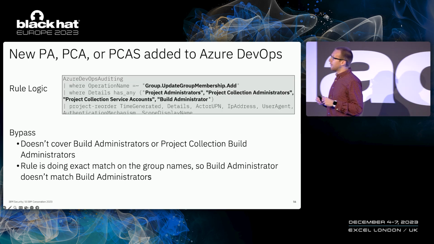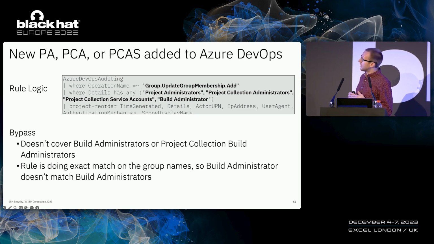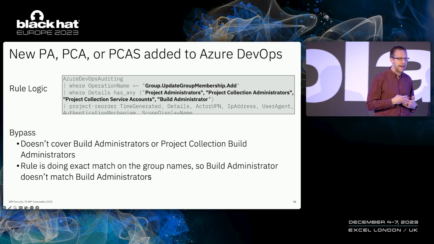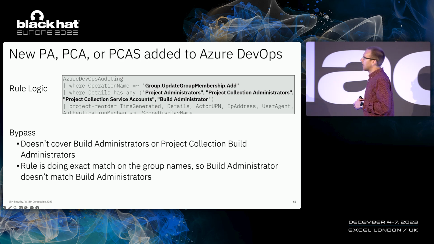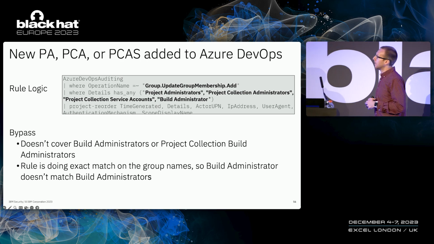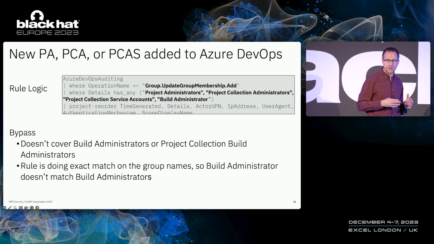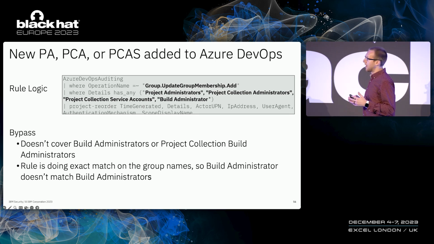This rule here is pretty straightforward, but there's an issue. So this is looking for any user that is added to any of those groups listed there. Now, the issue with this is that build administrator should have an S on the end, and project collection build administrators is not included either. So for this rule, you can add a user to project collection build administrators or build administrators, and it's not going to get detected by this rule.